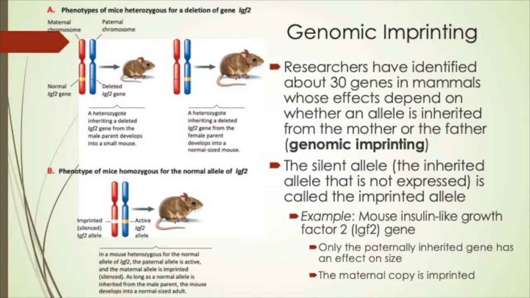Last thing, genomic imprinting. Researchers have identified about 30 genes in mammals whose effects depend on whether an allele is inherited from the mother or the father. So this is called genetic imprinting. So this depends on whether it's from the mother or whether it's from the father. The silent allele, the inherited allele that's not expressed, is called an imprinted allele.